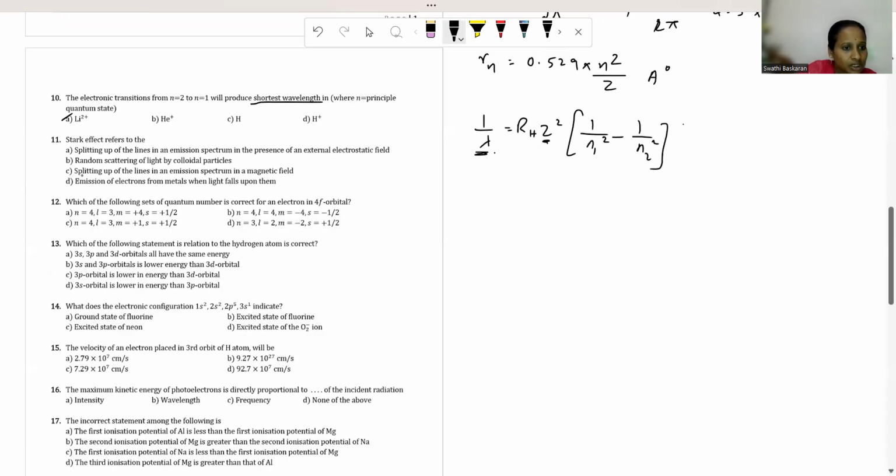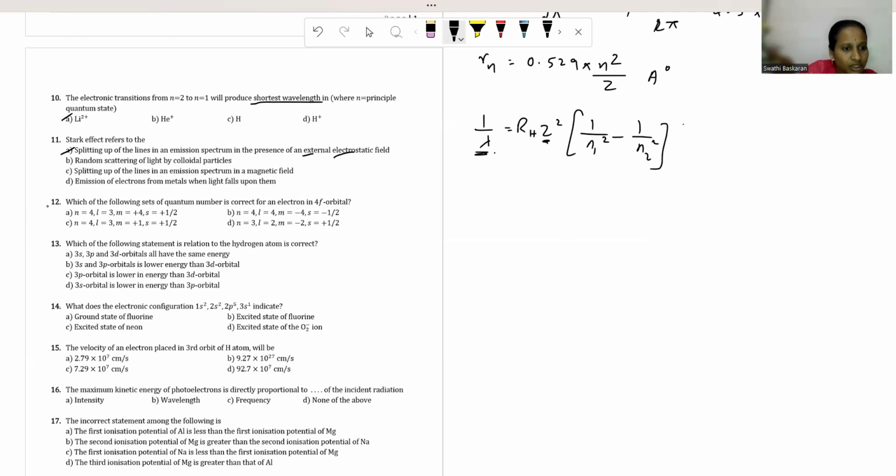Now coming to the 11th question, Stark effect refers to the, once again, this is very, very simple, splitting up of the lines in an emission spectrum in the presence of an external electrostatic field. So option A only is correct. Why is A correct? Because there are two effects which we have learned. One is called Stark effect, the other one is called Zeeman effect. Stark effect happens in the external electric field or electrostatic field, and Zeeman effect takes place in the presence of magnetic field. So random scattering of light waves by colloidal particles doesn't relate to the Stark effect, and option A only is correct.